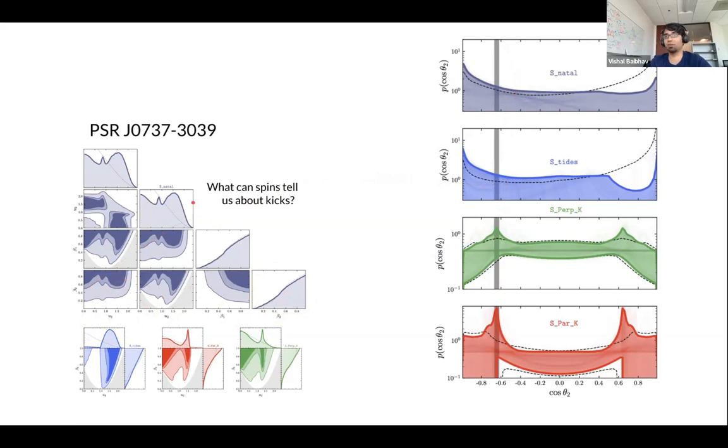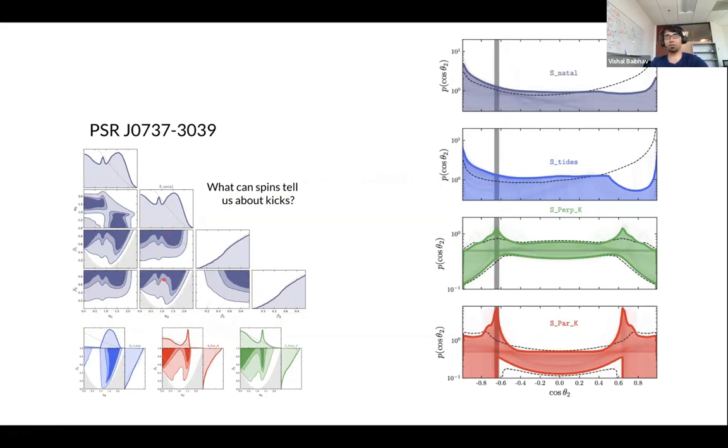That holds whether you assume the spins are coming entirely from the progenitors or from the kicks. And what we find is that if you want spins to come from their parents, we need very, very large kick magnitudes.